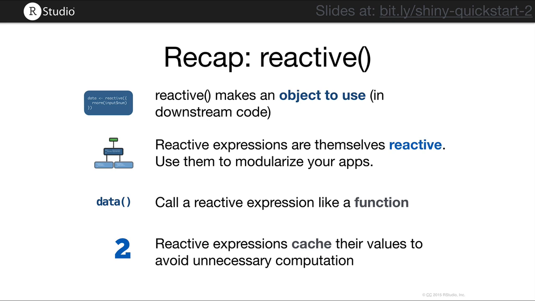And then reactive expressions cache their values, which can save you computation. Well, it'll save your app computation. In practice, you don't even have to worry about them caching their values. That's just a feature Shiny takes care of for you.